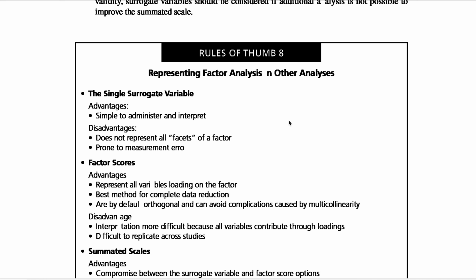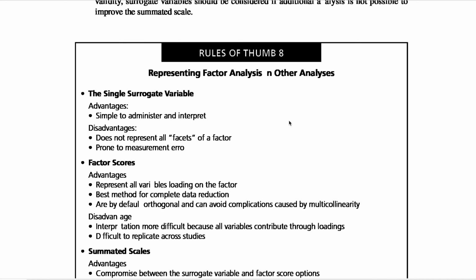Let's talk about representing factor analysis in other analysis. The single surrogate variable's advantage is that it is simple to administer and interpret. The disadvantage is that it does not represent all the facets of the factor and is prone to measurement error. If we talk about the factor score, what is the pro of the factor score? It represents all variables loading on the factor. It is the best method for complete data reduction.